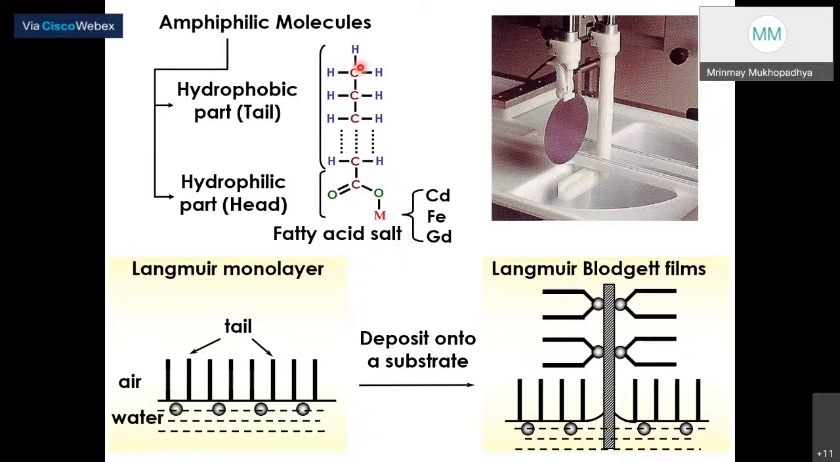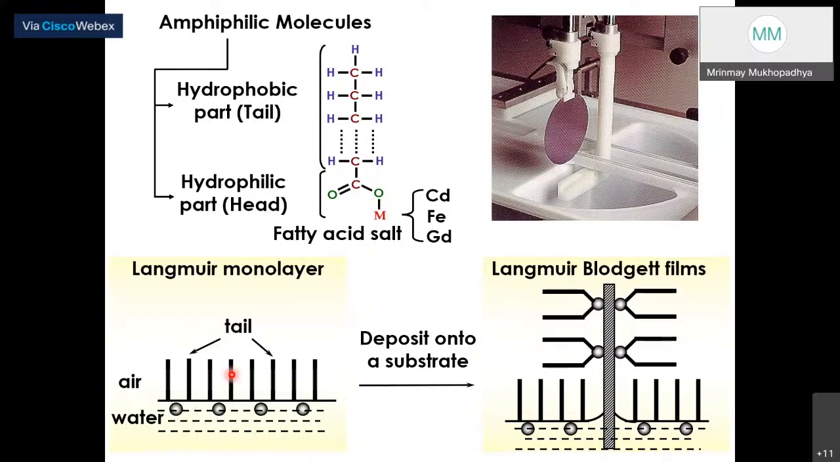So you spread stearic acid or arachidic acid or palmitic acid, some acid with an H, and you have some metal ions dissolved in the surface. We call it the water surface, and then those ions get attached. So you can have a molecule with a single metal attachment.